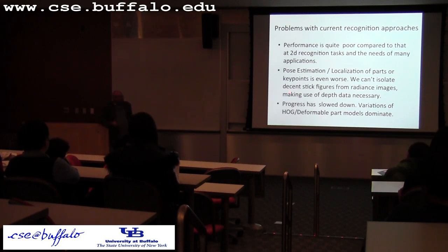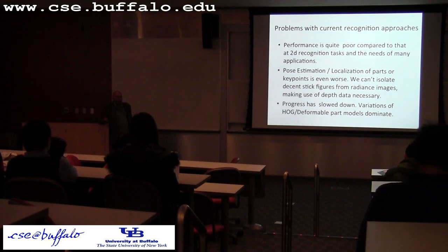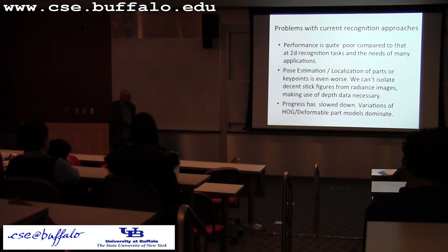Both are true. We can't do pose estimation too well. Progress seems to have slowed down. I mean, there is this idea of HOG and DPM, which has now been around for 4 or 5 years. And that's kind of the basic machinery that everybody is using for object detection. And clearly, we are ready for another change. And I hope that somebody, perhaps in this room, will come up with that.